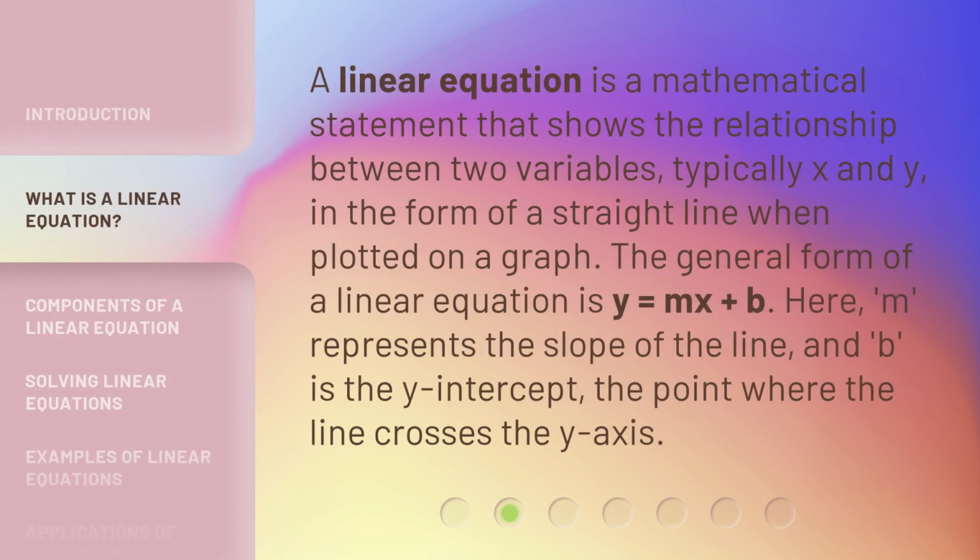A linear equation is a mathematical statement that shows the relationship between two variables, typically x and y, in the form of a straight line when plotted on a graph. The general form of a linear equation is y equals mx plus b. Here, m represents the slope of the line, and b is the y-intercept, the point where the line crosses the y-axis.